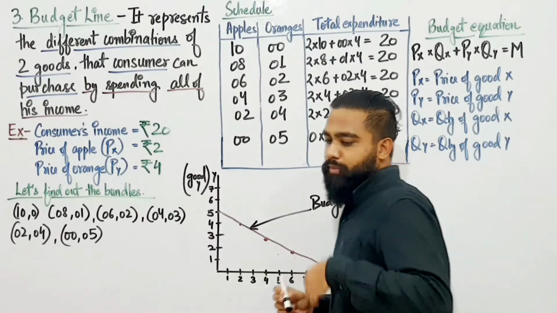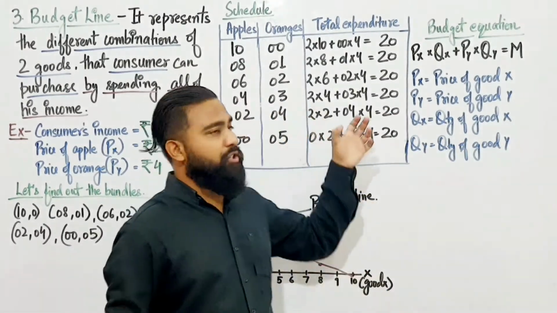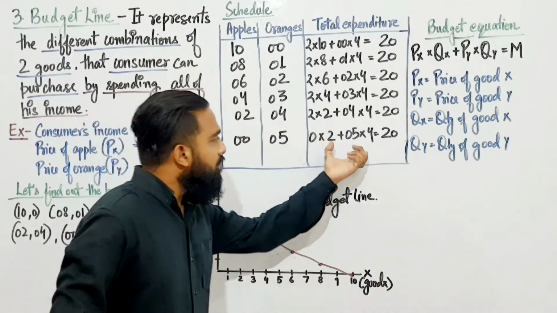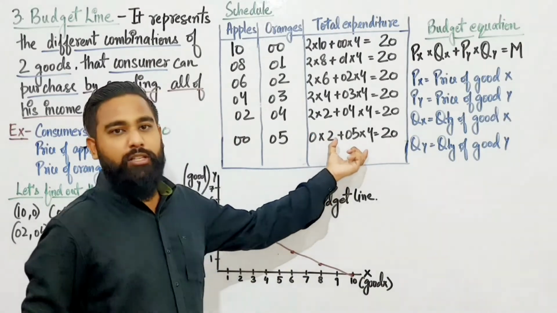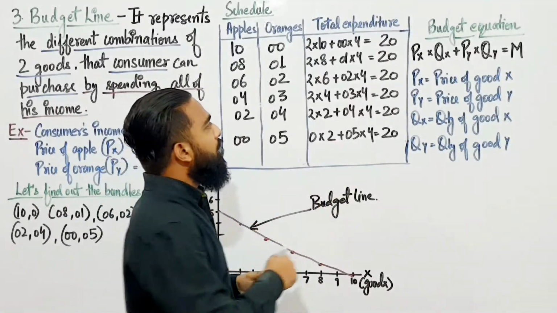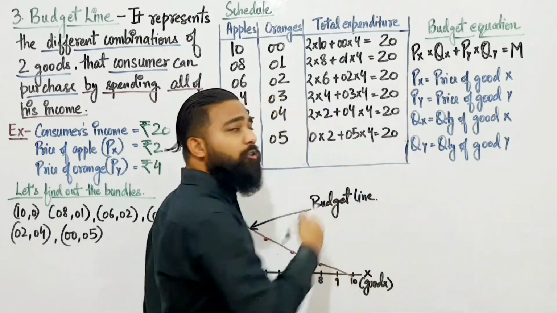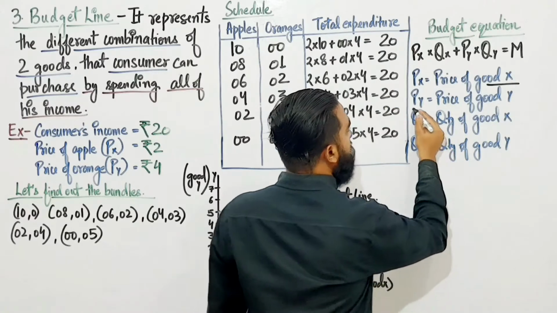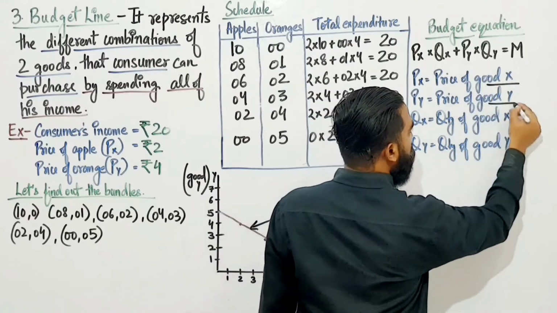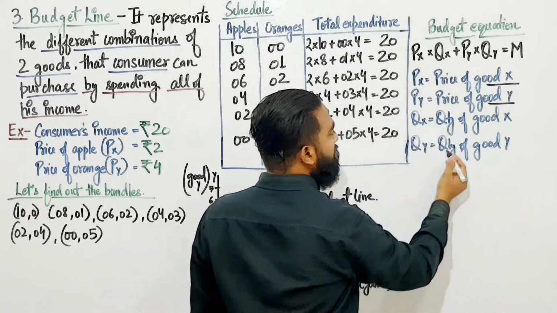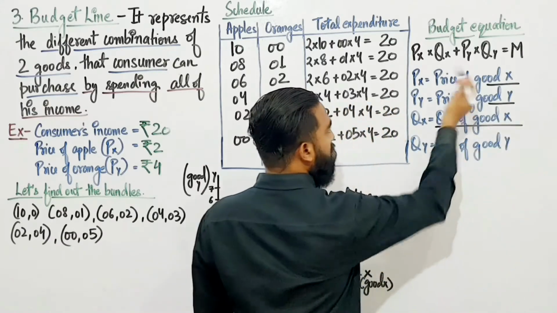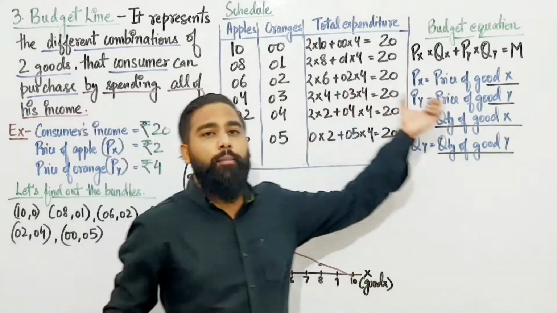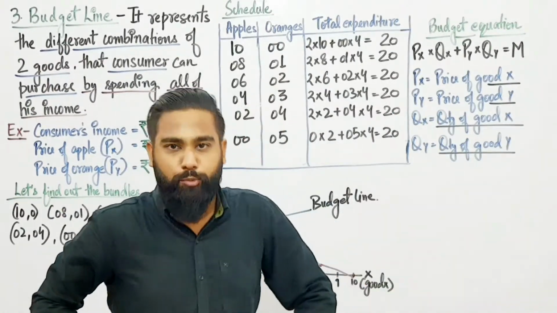Fine. Now the next topic is budget equation. Now budget equation means the exact total expenditure. How do you calculate it? PX means the price of good X. Fine. The price of good X, this is PX. And what is PY? The price of good Y. What is QX? Quantity of good X. And what is QY? Quantity of good Y. Basically, it's the formula of calculating the total expenditure.